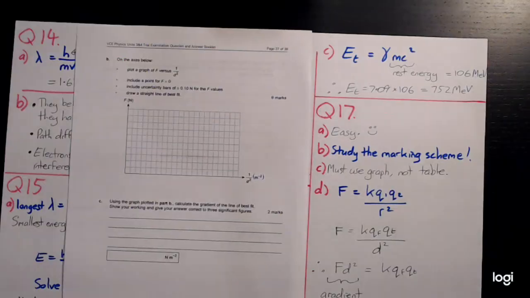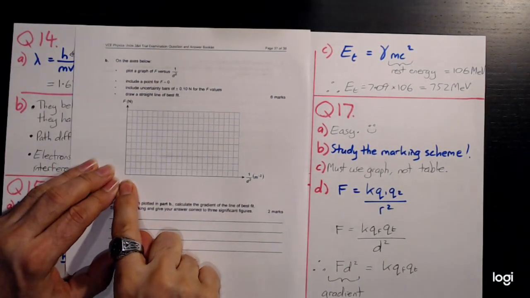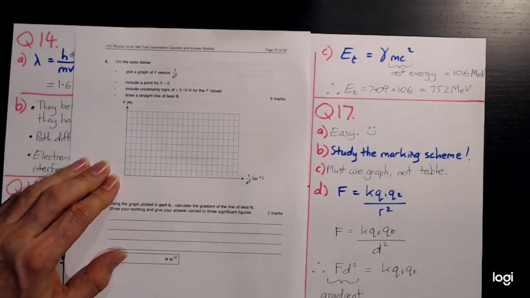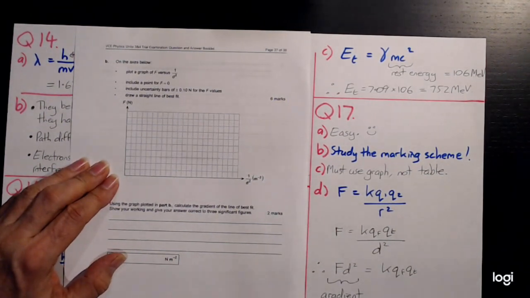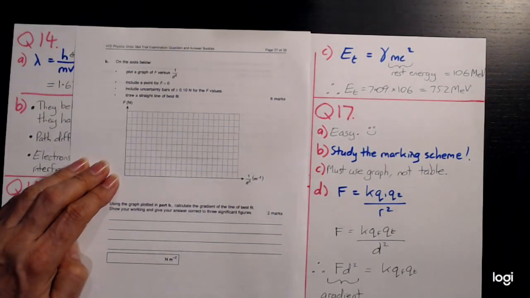All right. There's a mark for plotting the data points, obviously. There's a mark for plotting the point 0, 0, right? Because when there's no force, there would be an infinite distance, so 1 on d squared would be 0.